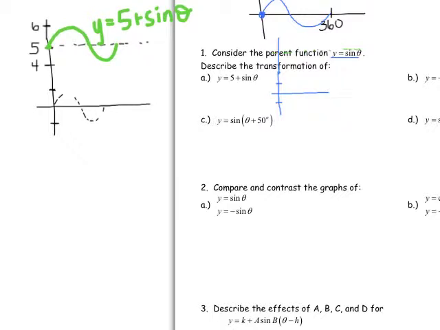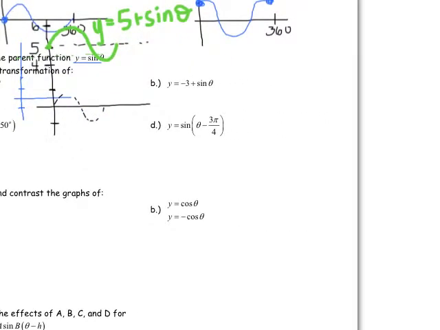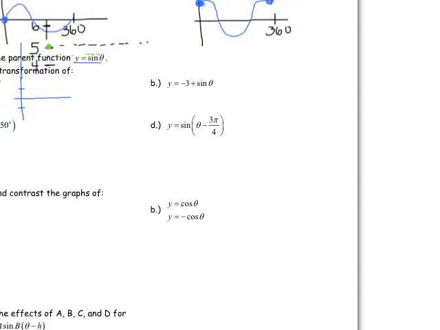Okay, alright, let's do B. So B reads y equals negative 3 plus sine theta. Once again, the negative 3 is on the outside of the parentheses, so it's going to take sine theta and move it down 3. So I'll do the same thing.